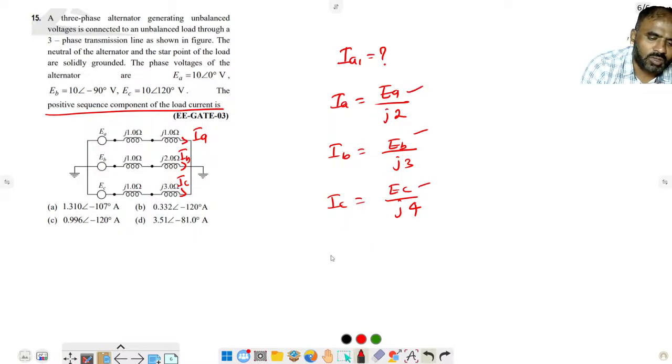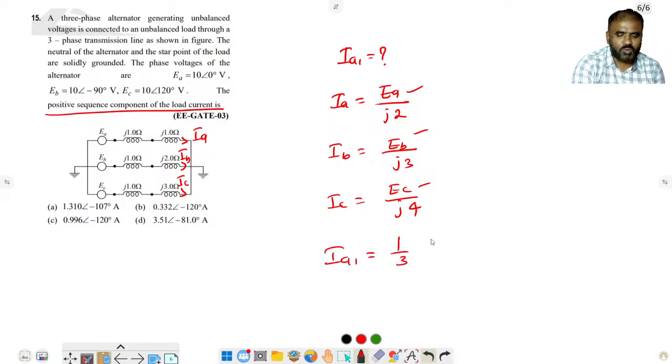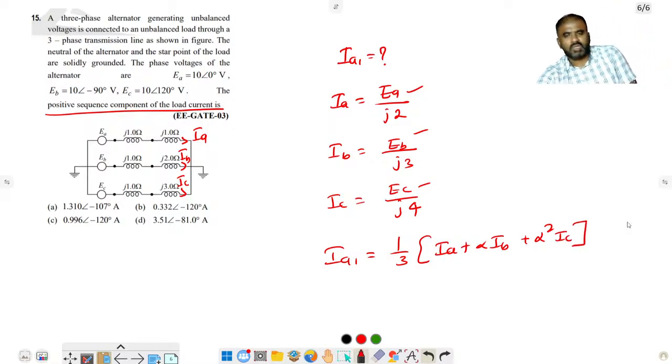EA, EB, EC are given. Let's substitute IA, IB, IC in the IA1 equation, 1 by 3 times the sum. After substituting, you will get the answer. You try. Okay.